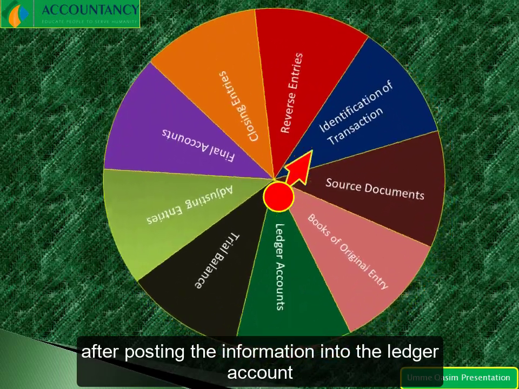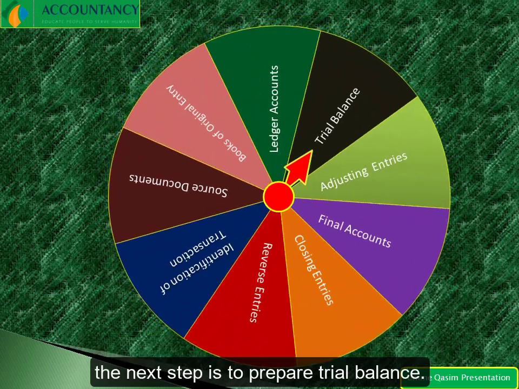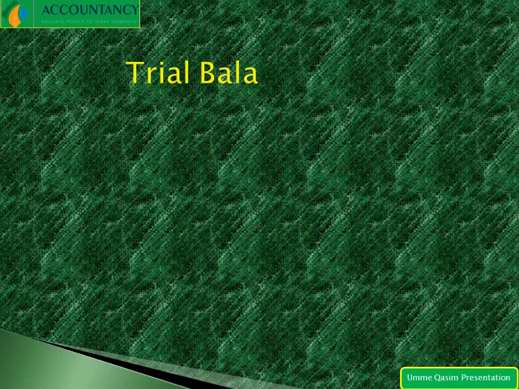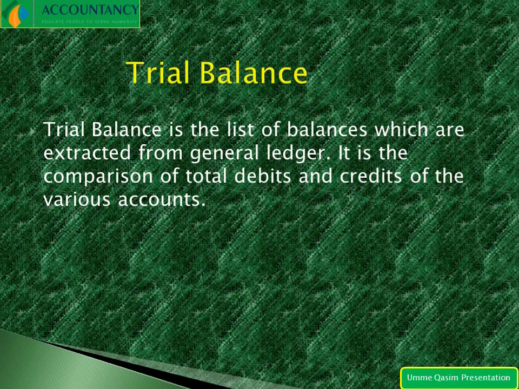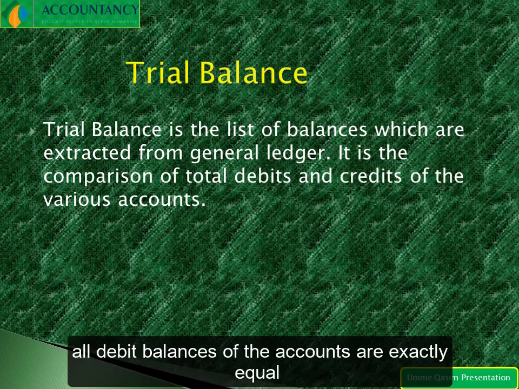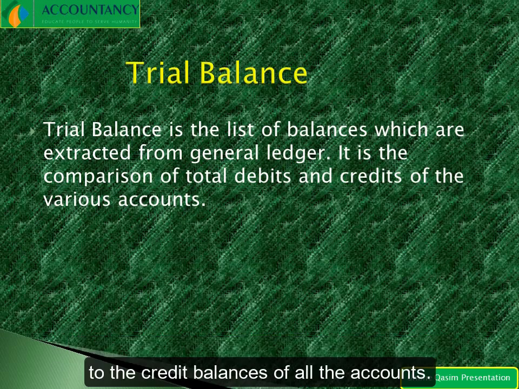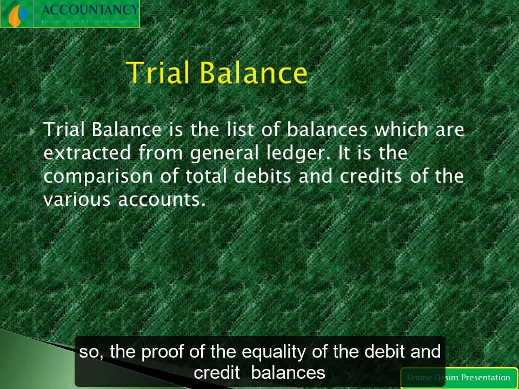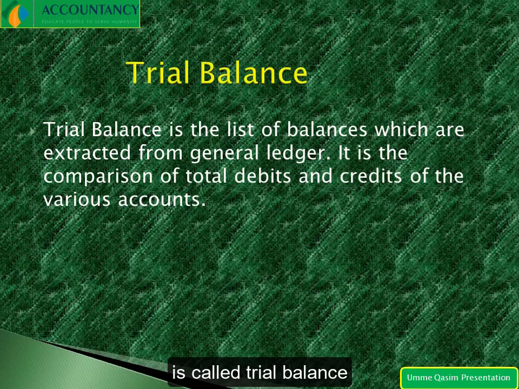After posting the information into the ledger account, the next step is to prepare trial balance. Trial balance. Trial balance is the list of balances which are extracted from general ledger. It is the comparison of total debits and credits of the various accounts. The trial balance is prepared to ensure that all debit balances of the accounts are exactly equal to the credit balances of all the accounts. So, the proof of the equality of the debits and credit balances is called trial balance.